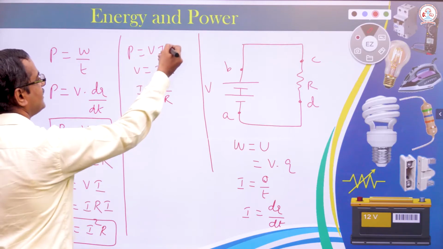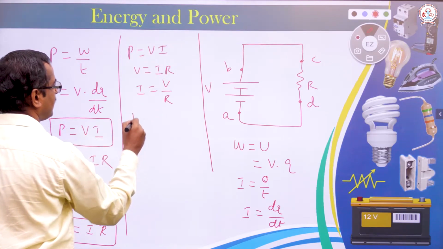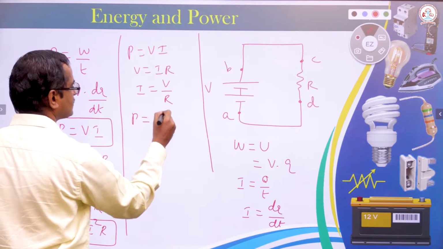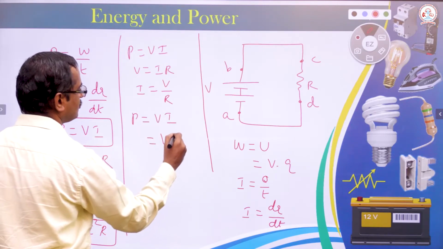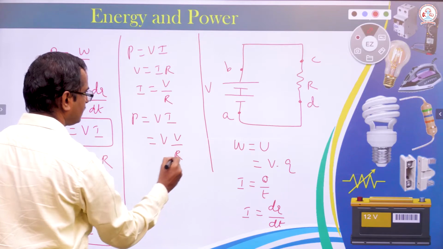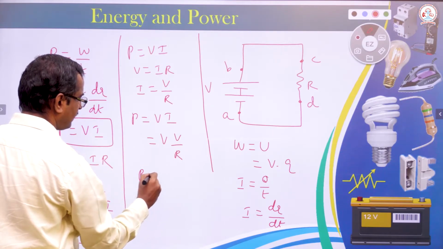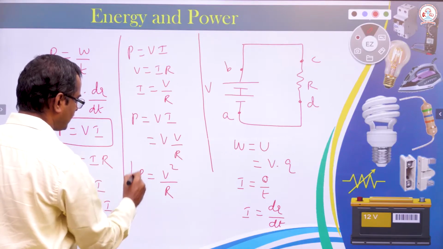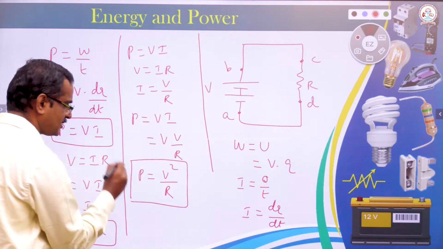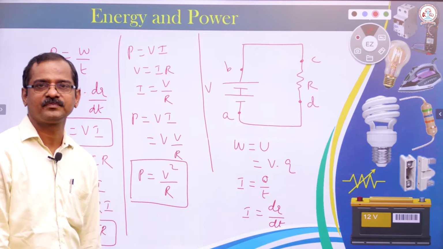If this value of I is substituted here, then you get power equal to voltage into current, that is V into V divided by R. Then power equals V square divided by R. This is also an equation to calculate power in a circuit.